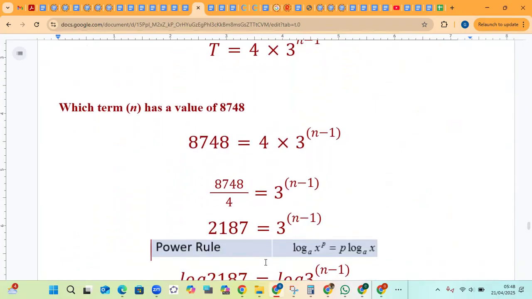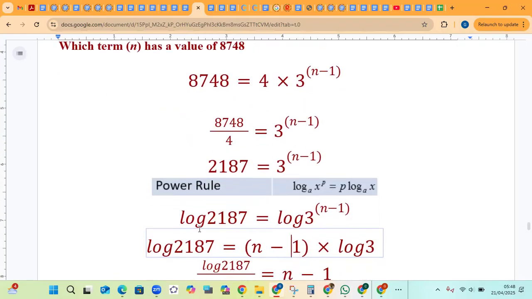And then you use the power rule, the logarithm rule, to bring down the power. Once you're solving for the power, you have to use the log, and you just take logs on both sides. Log of 2187 is equal to log 3 to the n minus 1. Here p is like n minus 1, so just as p went in front of the log, that whole n minus 1 will go in front of the log. We end up with n minus 1 times log 3.